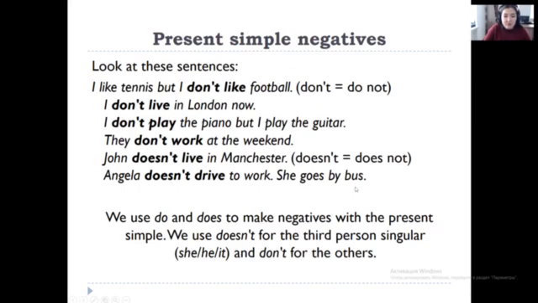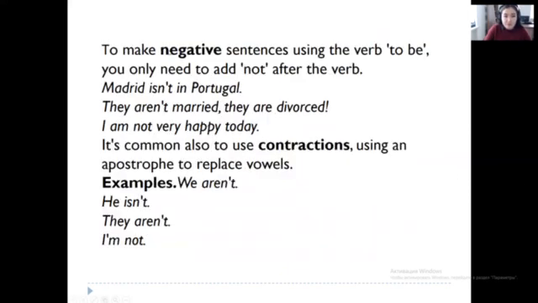She goes by bus. We use do and does to make negatives with the present simple. We use doesn't for the third person singular and don't for the others. To make negative sentences using the verb to be, you only need to add not after the verb.